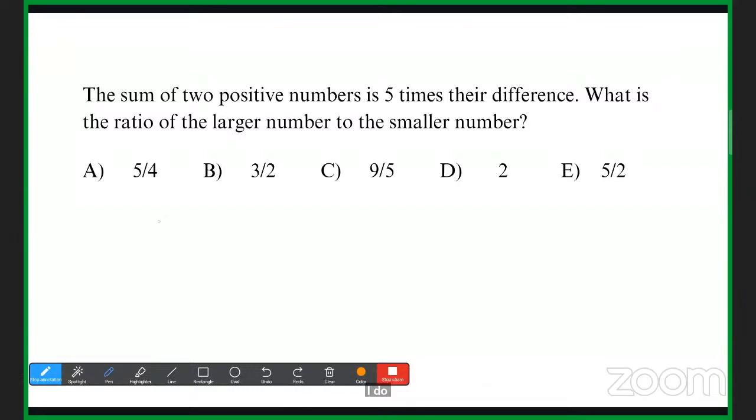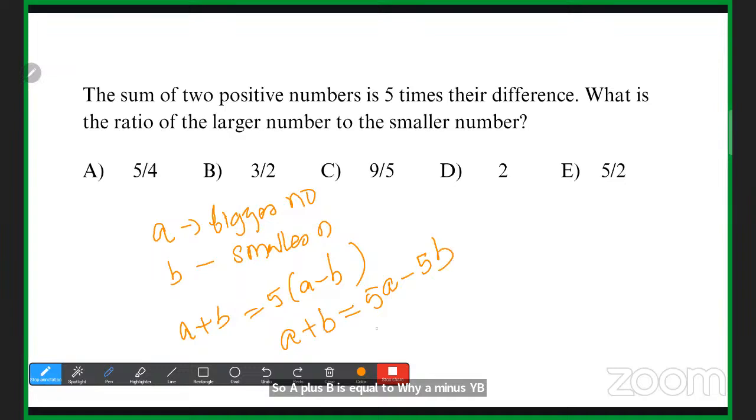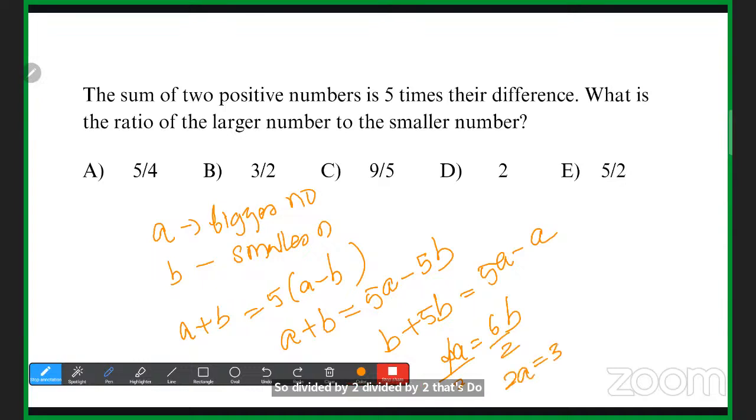So let A be the bigger number, and B be the smaller number. A plus B is equal to 5 times of A minus B, right? So A plus B is equal to 5A minus 5B. By rearranging this, B plus 5B is equal to 5A minus A. So 4A is equal to 6B. Divided by 2, that's 2A is equal to 3B. By solving this, A by B is equal to 3 by 2. So the answer is option B, 3 by 2.